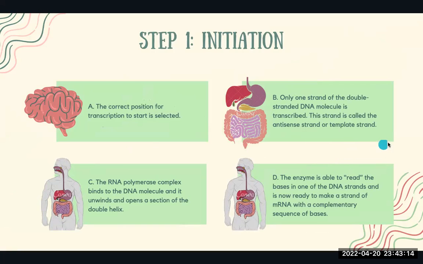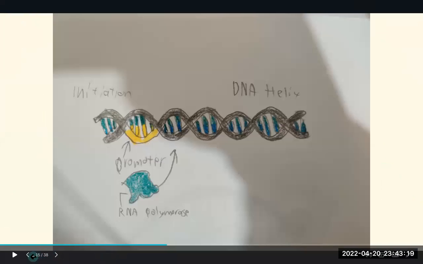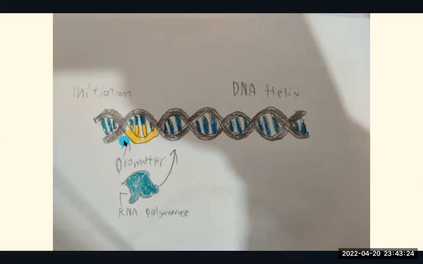Let's look at the factors associated with each step, starting with initiation. During the initiation phase, the correct position for transcription to start is selected, and the transcription machinery, which is composed of large protein and DNA complexes, is assembled. For each gene, only one strand of the double-stranded DNA molecule is transcribed. This strand is called the antisense strand or the template strand. The other strand, which is not transcribed, is called the sense strand or coding strand.